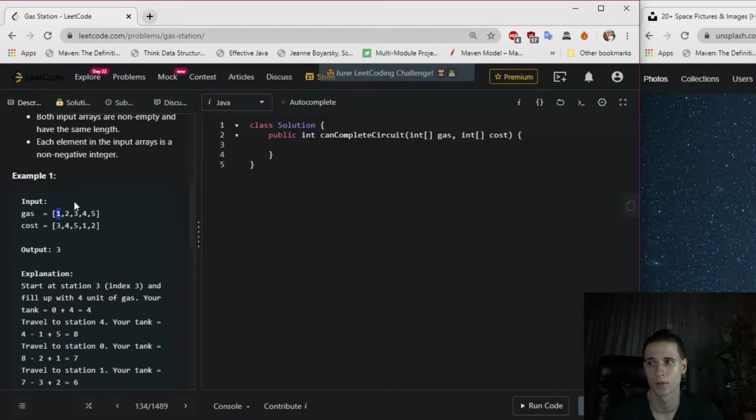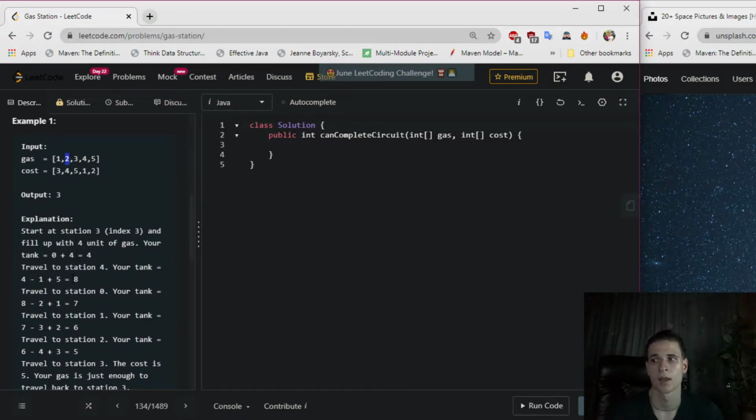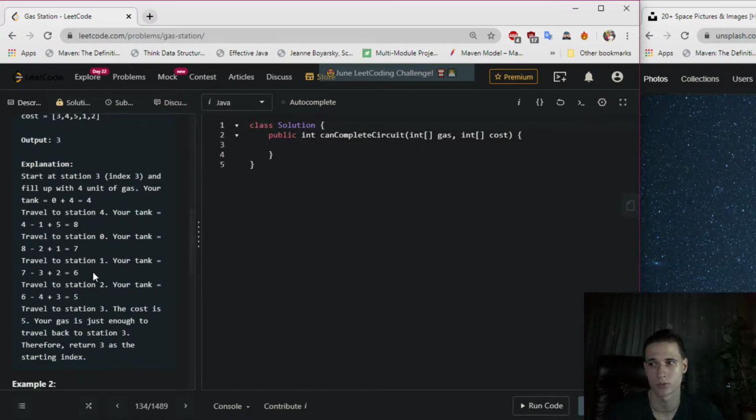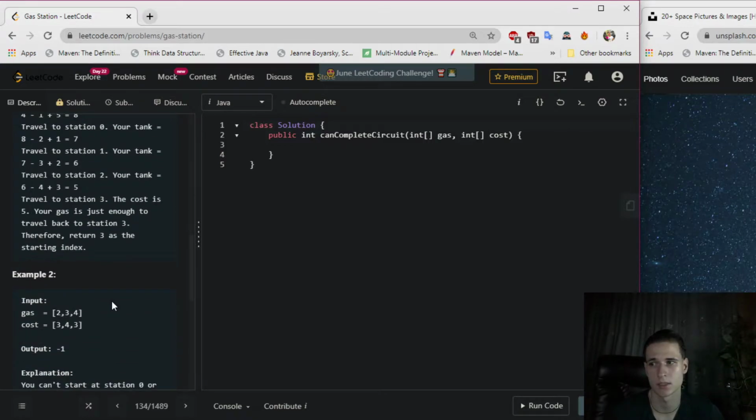Travel to station 1, to this one. Your tank equals 7 minus 3 plus 2, which equals 6. Travel to station 2. Your tank equals 6 minus 4 plus 3 equals 5. Travel to station 3. The cost is 5. Your gas is just enough to travel back to station 3. Therefore, return 3 as the starting index.